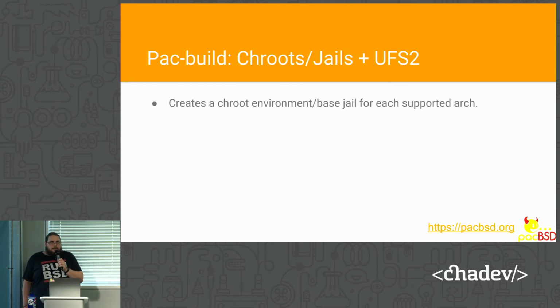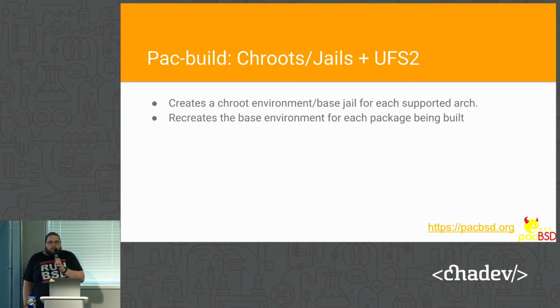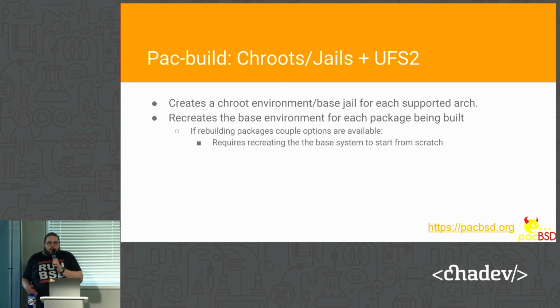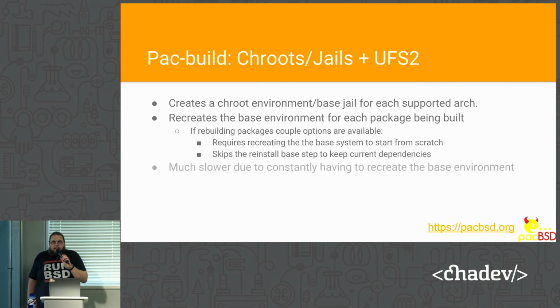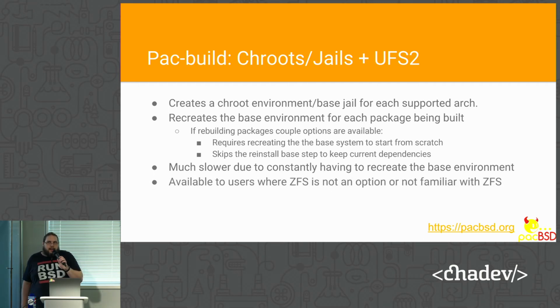And then regardless of chroots or jails, if you're using UFS, the main thing is we have to recreate the base environment every time. So we have to do a fresh install constantly. This means we wipe out the jail or chroot, reinstall the operating system, and then allow you to rebuild. You can skip the reinstall process if you need to, if you're just redoing the build process and don't need to worry about reinstalling dependencies. Because of this, though, it's much slower because you don't have the snapshots to restore from. But it is available for users where ZFS is not an option, or you may not be familiar with how ZFS works and just want a more traditional file system.